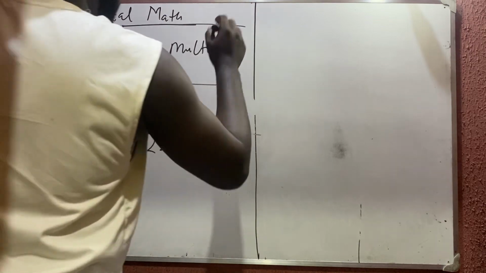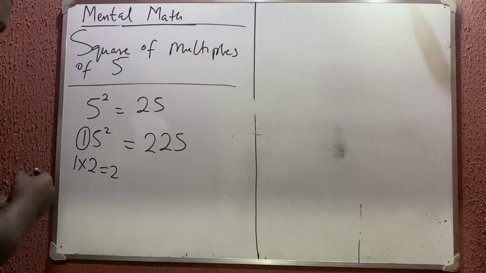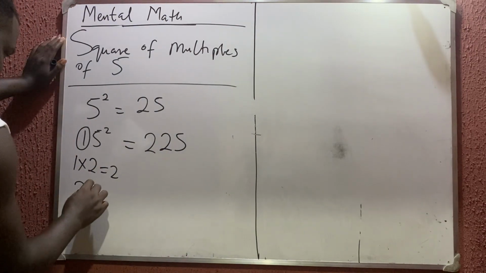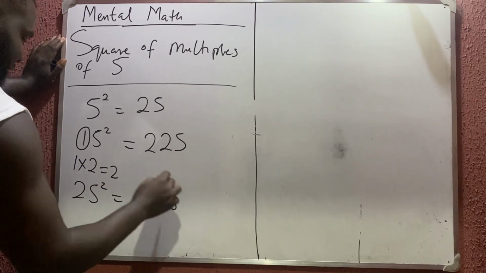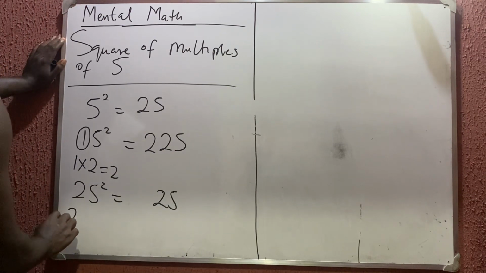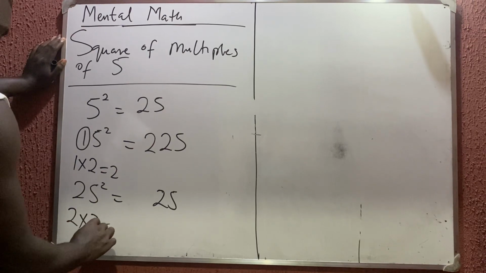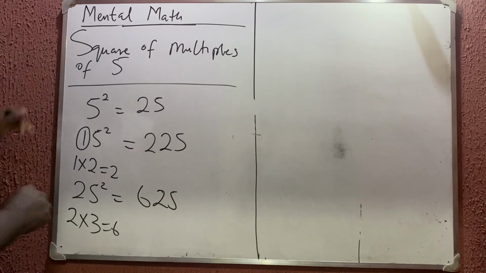Okay? So let's check for 25. Look at 25 squared. First of all, 5 squared is 25. You put that 25 at the back. Now, 2 times the next number after 2, which is 3. 2 times 3 is what? 6. So the answer here is 625.